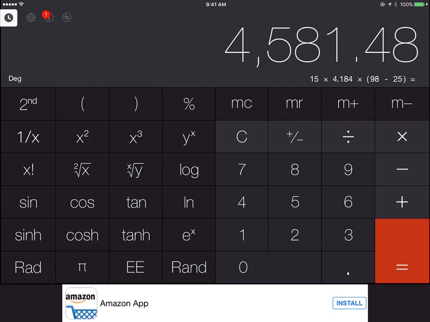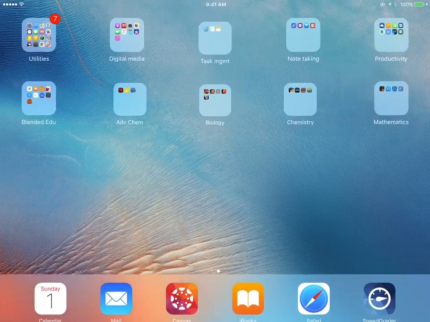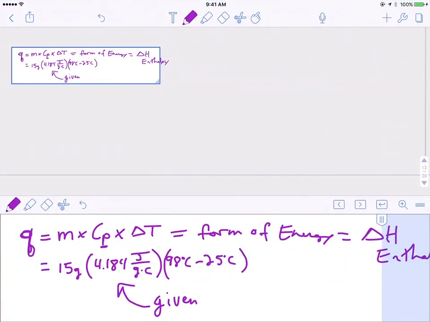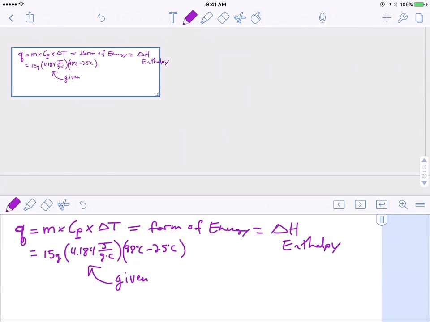Looks like 4.58 kilojoules. Excellent. And notice I quickly switched from joules to kilojoules. That's fine. Just multiply by 1,000. Excellent. So that's our heat.